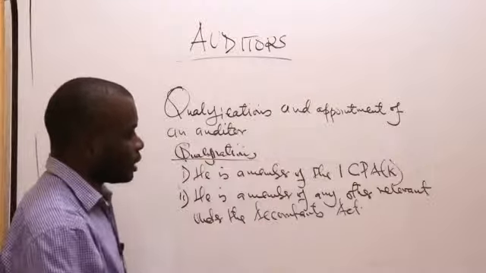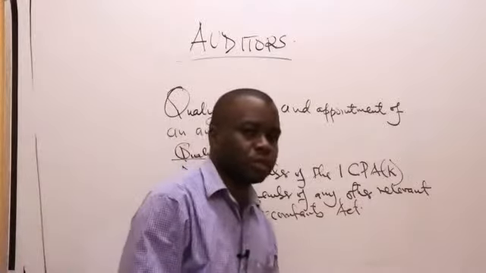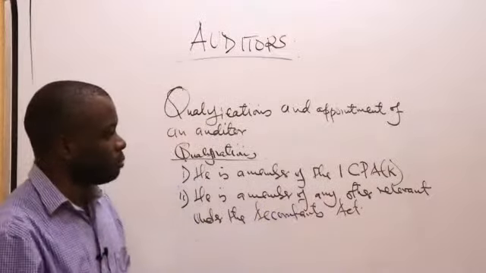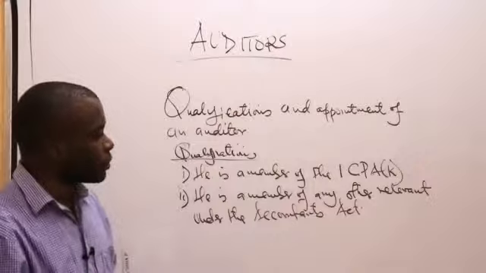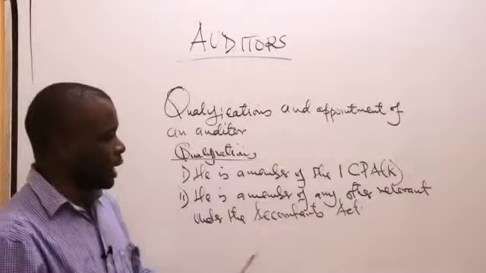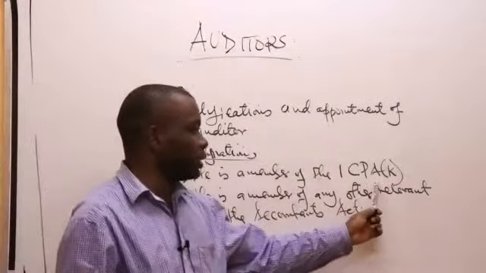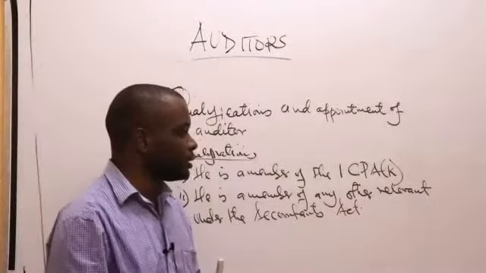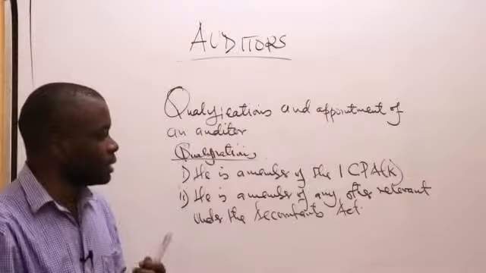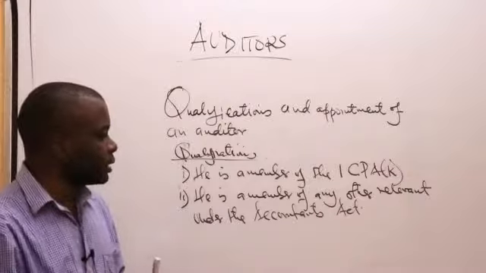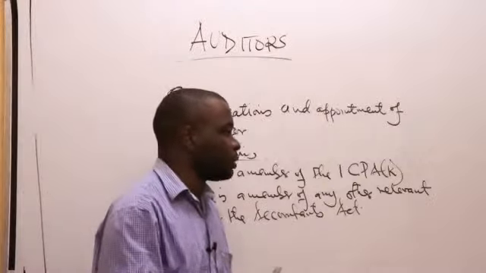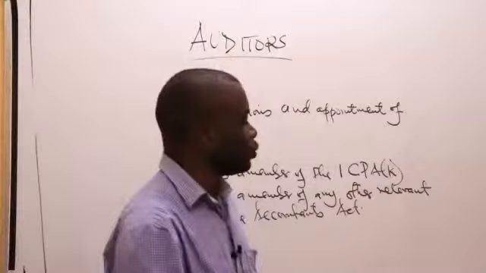So it is mandatory for any person being appointed as an auditor of a company to be a member of this particular body known as the Institute of Certified Public Accountants of Kenya. So how do you become a member of this particular body? You must have done the CPA exam up to final level. Then of course you can be admitted as a member. If you practice for a certain period of time, then you'll be certified to provide auditing services to any person.